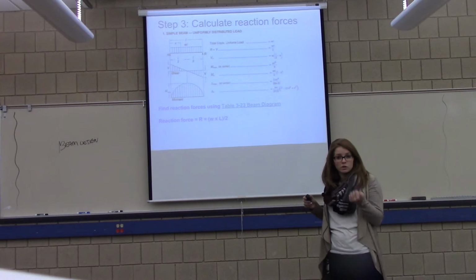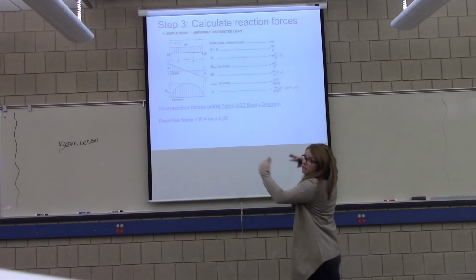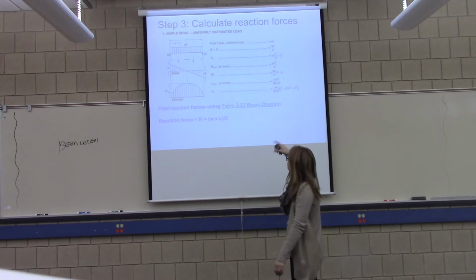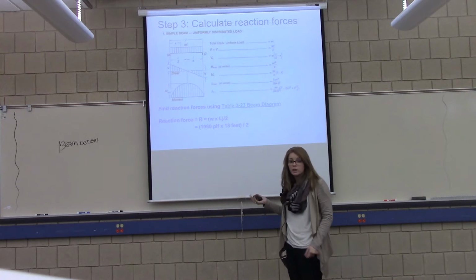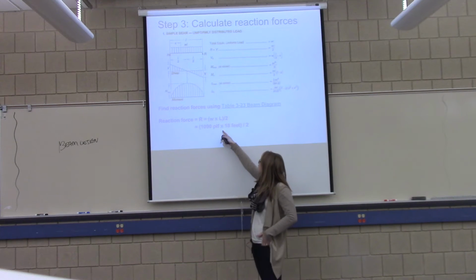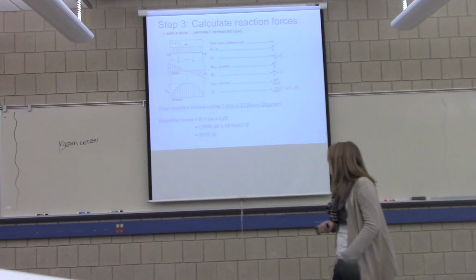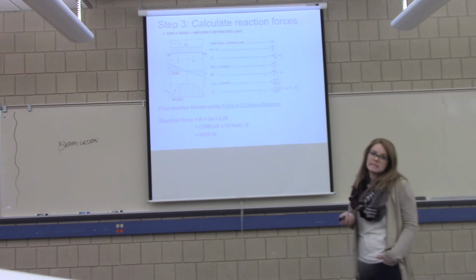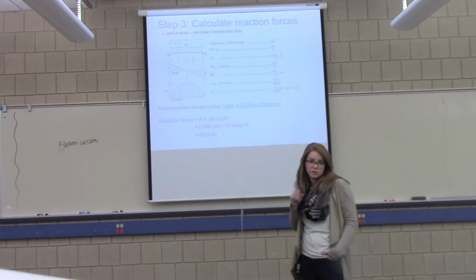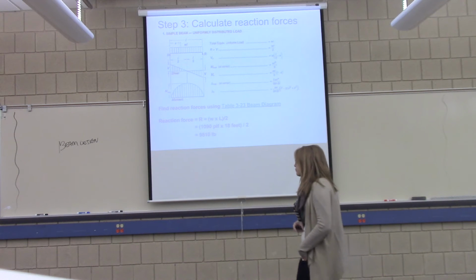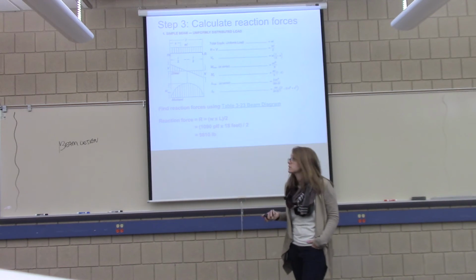So W is your uniform load, L is your length, how long your beam is, and then over 2. So we're just going to plug in our numbers. 1090 pounds per linear foot times 18 feet, that's how long my beam is, divided by 2, and my reaction force is 9810 pounds. Make sure your units, very important to write that down. So that's step 1, reaction forces.